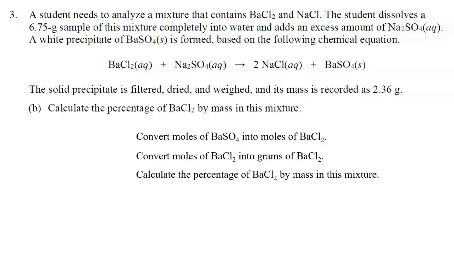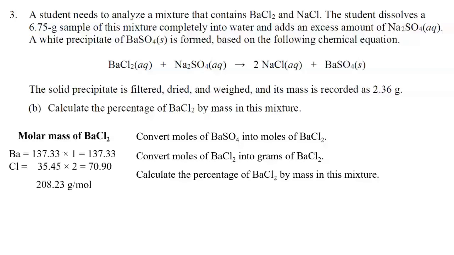We're going to need the molar mass of barium chloride. So again, from the periodic table, barium and chlorine, there are the atomic masses, 1 barium and 2 chlorines. So for a grand total of 208.23 grams per mole, that molar mass of barium chloride is going to be used in this calculation. Let's start with our answer to part A.